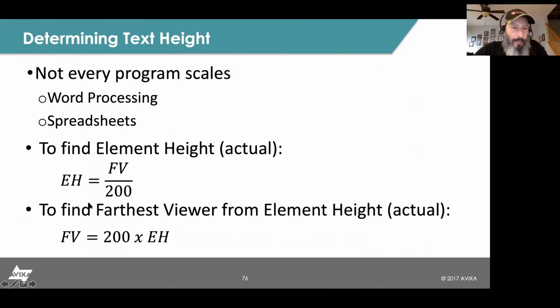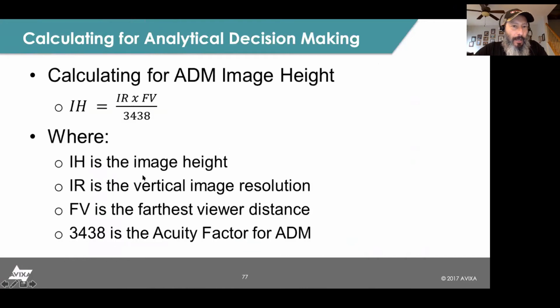To find the element height at the actual furthest viewer, divided by 200. For ADM, for my image height, it's image resolution times furthest viewer divided by 3438. And 3438 is the constant for ADM, and again, all of this math is in the back of the standard. This is the variable for your acuity at pixel-on-pixel resolution. That's why we take the resolution into consideration on this calculation.